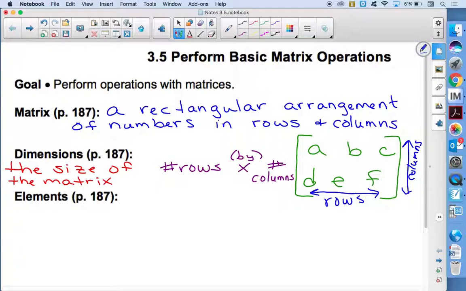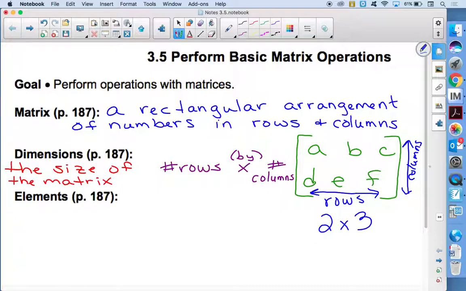What are the dimensions of this matrix that I have drawn up here? 2 by what? 3. So there are 2 rows. I'm going across twice and down 3 times. So the dimensions would be 2 by 3. This doesn't mean I'm multiplying 2 and 3 together. That's just the way you give dimensions when you're measuring something.